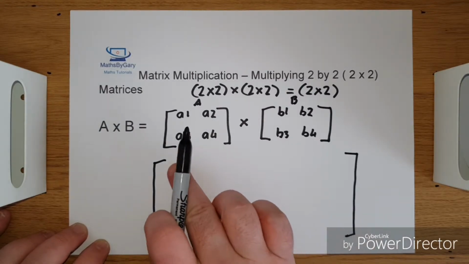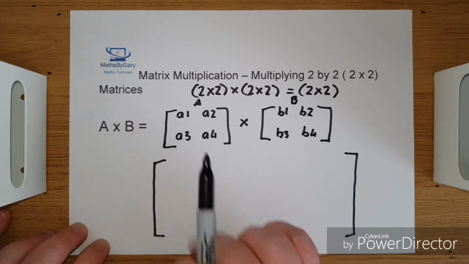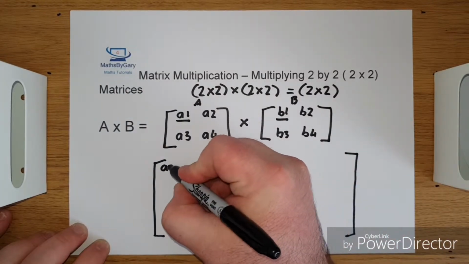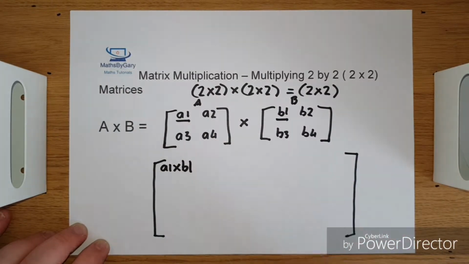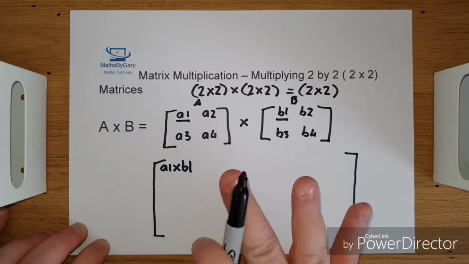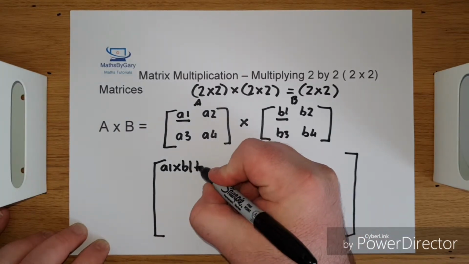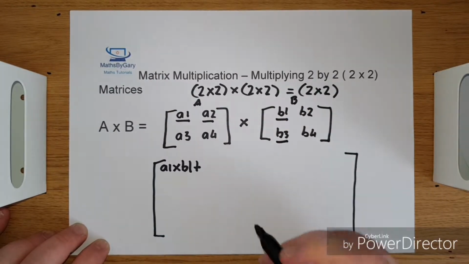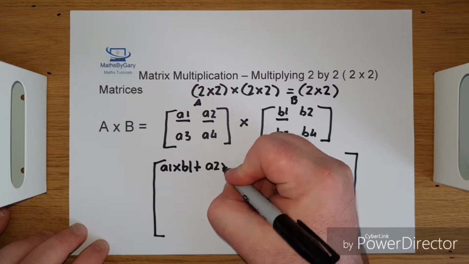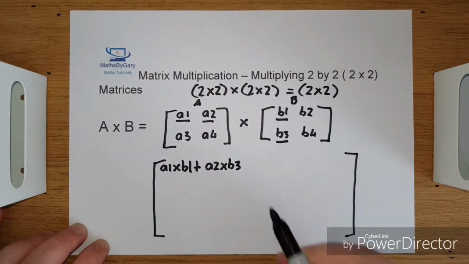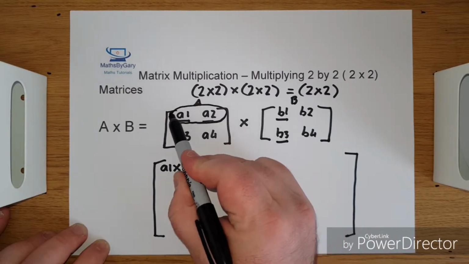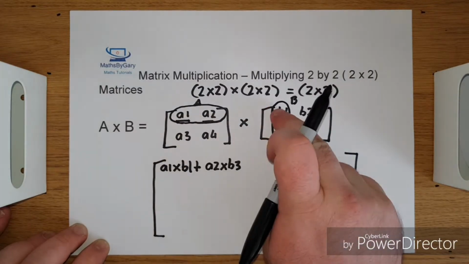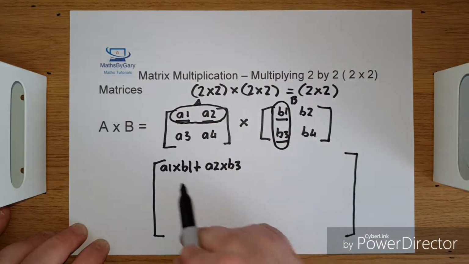To get entry 1, the top left hand corner, we multiply A1 by B1, so we have A1 times B1. We don't stop there, we then add the next part, which is A2 times B3. So to get this entry, we have A1 times B1 and then A2 times B3.